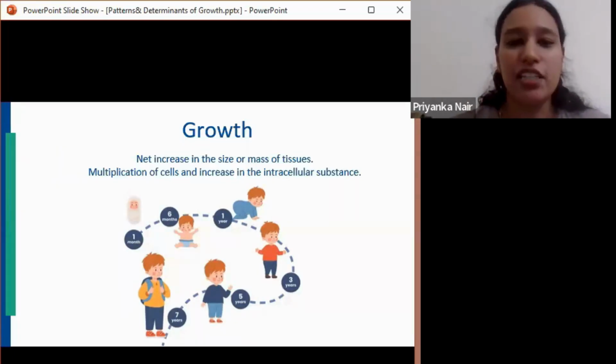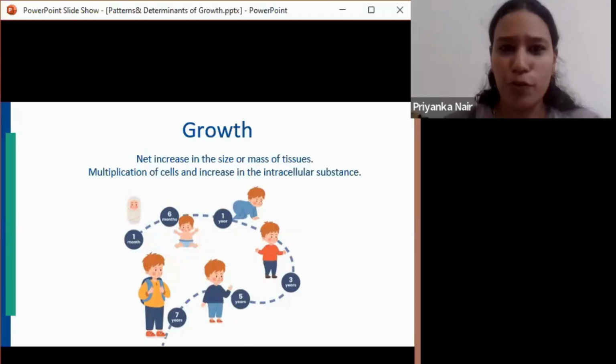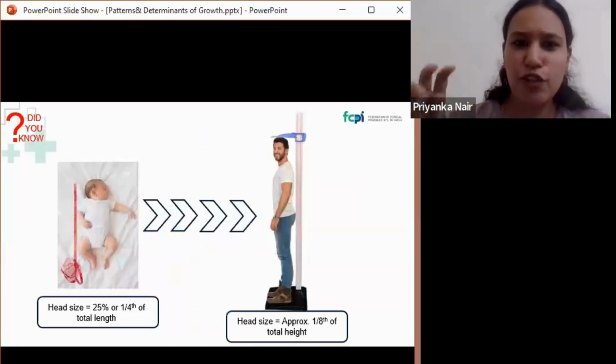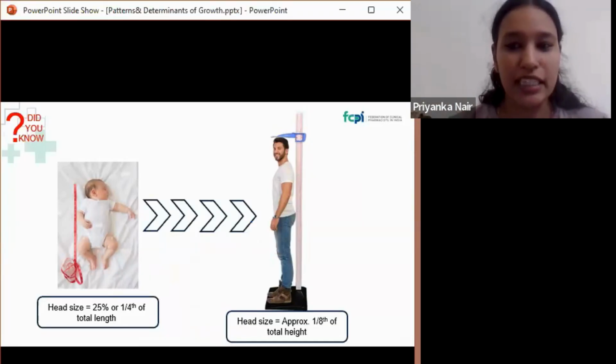Now, coming back to our initial question, have you really observed a growing child? If you have, you would have noticed that the head size of an infant is only 1/4 of its total body length, while when the same child transforms into an adult, it becomes 1/8 of the total height. Let's see how this transformation takes place.